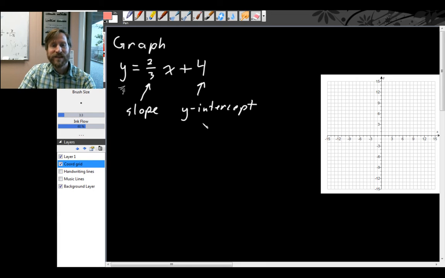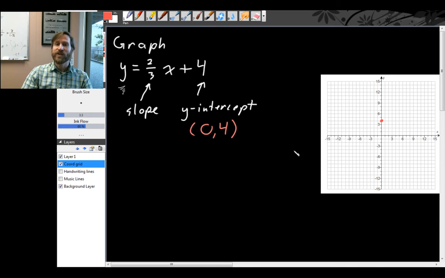We know that since the y-coordinate of the y-intercept is 4, the point (0, 4) will be on our graph. So let's go ahead and put that on our graph. It's right here. Let me make that a little darker.